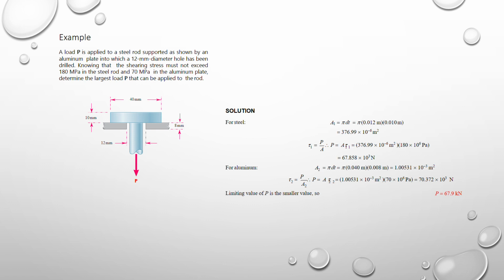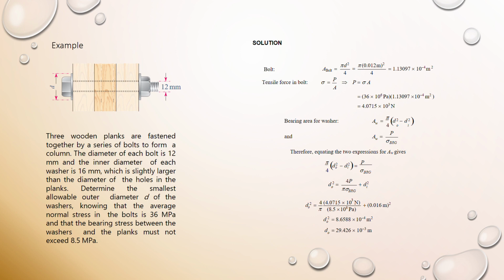3 examples here. Sorry, there's one more example. In this question, you have 3 wooden planks fastened together by a series of bolts to form a column. Now the diameter of each bolt is 12 mm. And the inner diameter of each washer is 16 mm, which is slightly larger than the diameter of the hole in the planks.